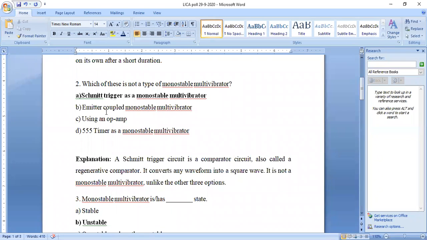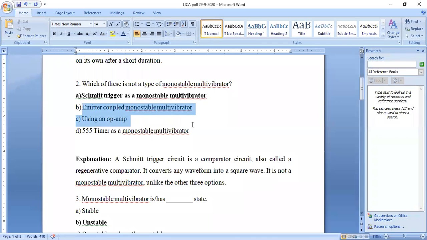Many people answered correctly: a Schmitt trigger is not a monostable multivibrator. We know that a Schmitt trigger is a comparator circuit, also called a regenerative comparator because of the positive feedback. It's a square wave generator, so it is not a monostable multivibrator, unlike these other three applications.